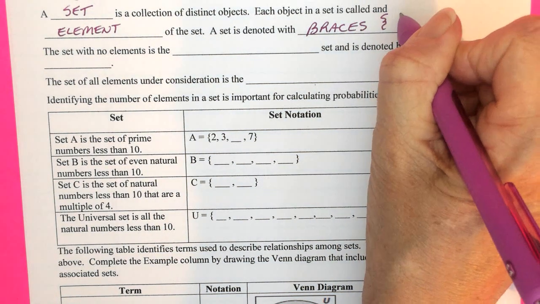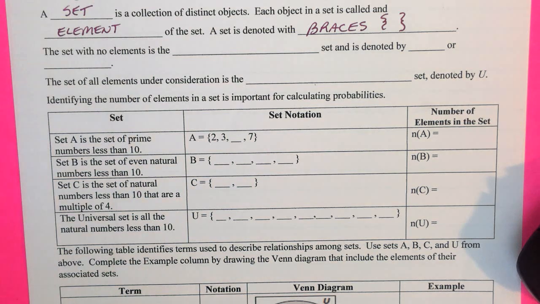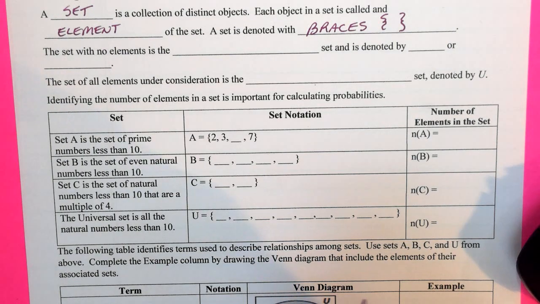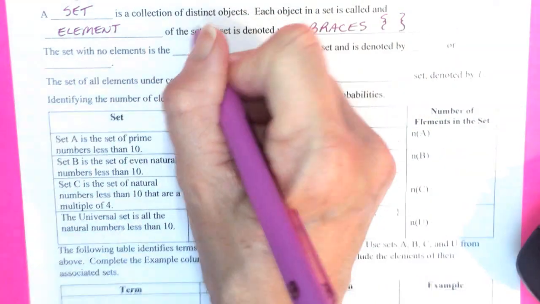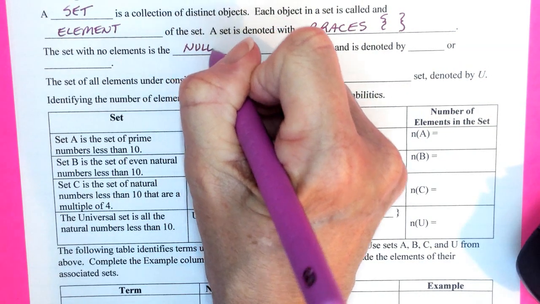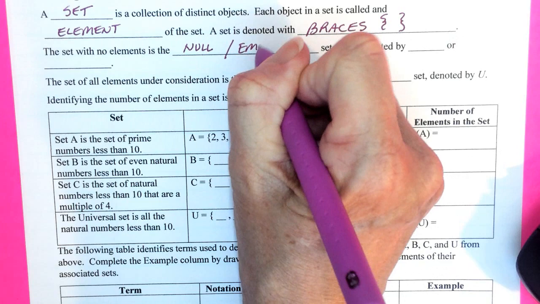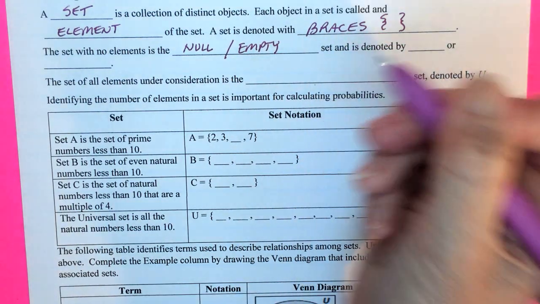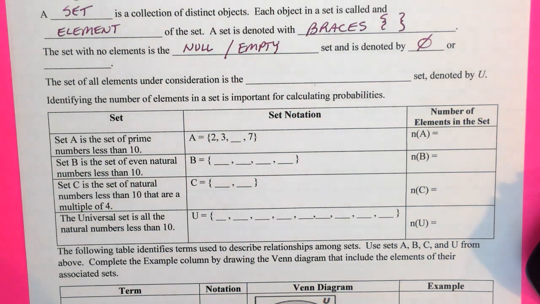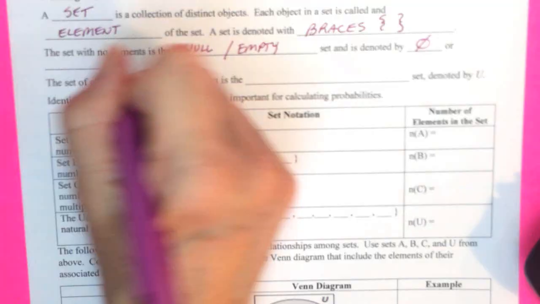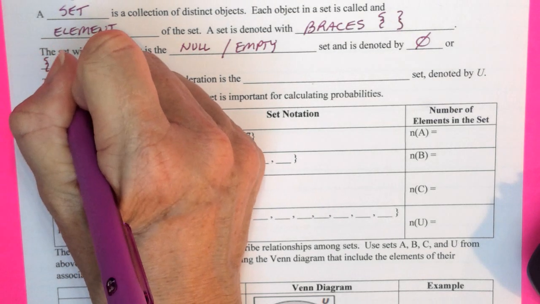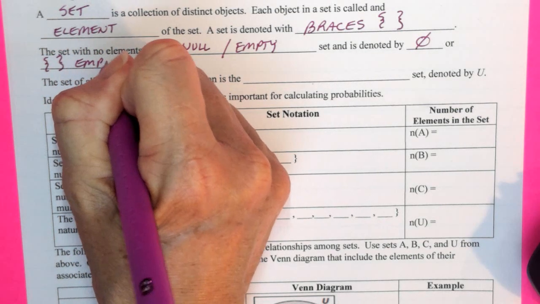Sometimes we refer to these as brackets, but brackets in math is actually a broader category. The set with no elements is the null or empty set. You can use either term, null or empty. The set is denoted by the null figure or empty braces.